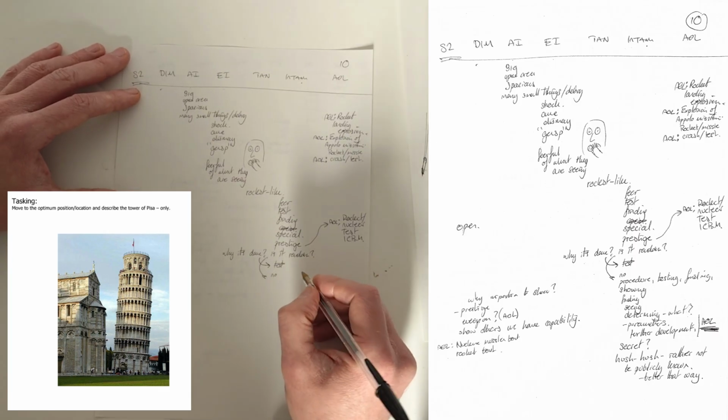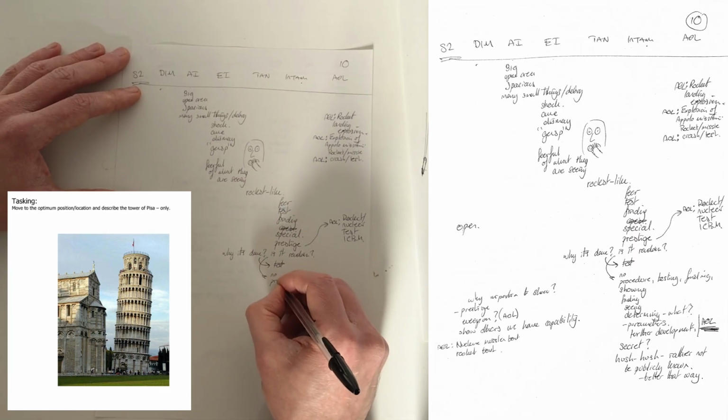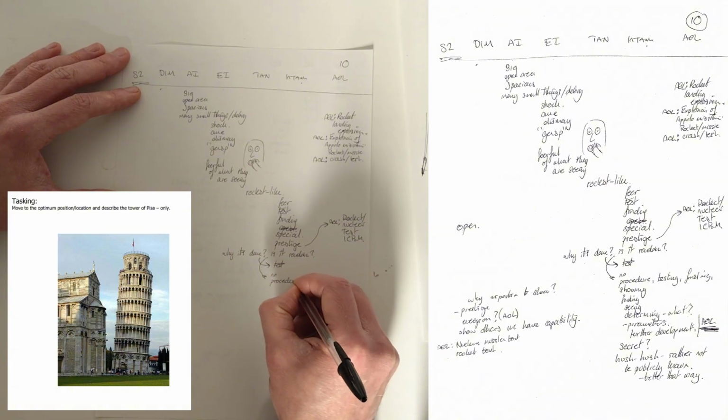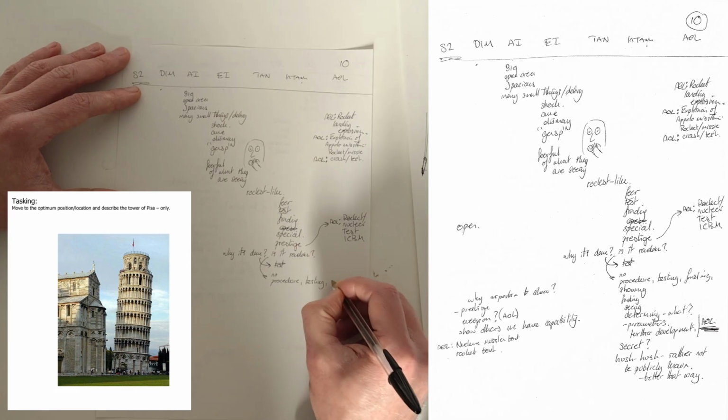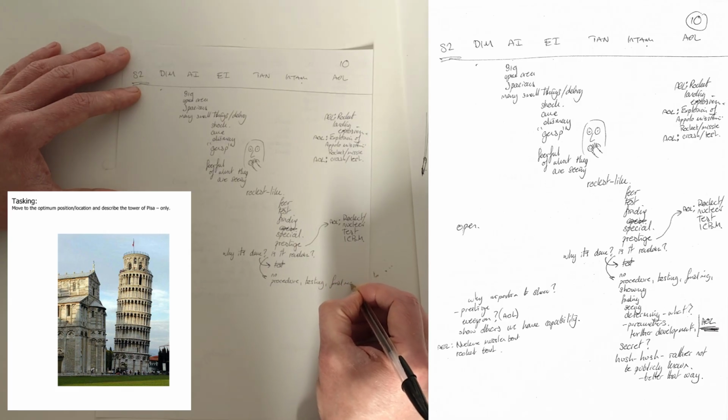Then I've written, why is it done? It's a test. And then I've written, is it random? No. Procedure, testing, finding, showing, finding, seeing, determining, what? Question mark. Parameters, further development.